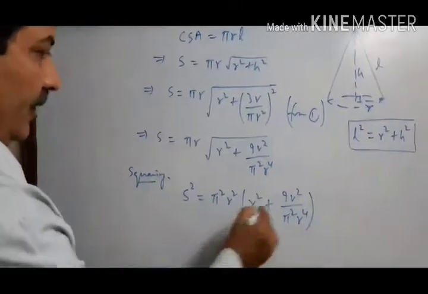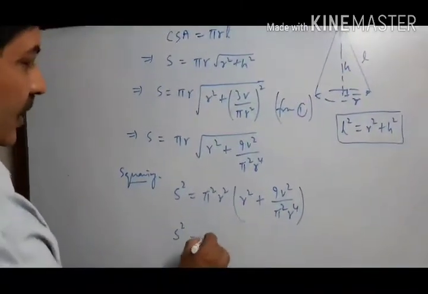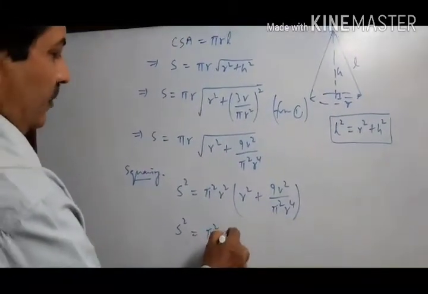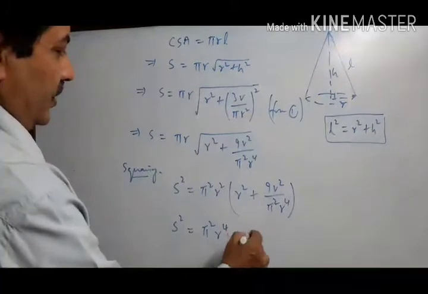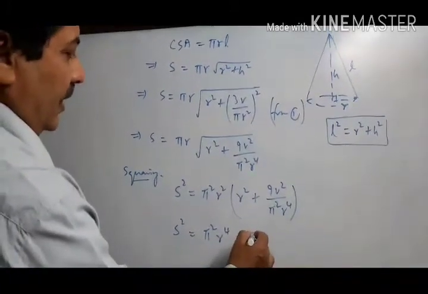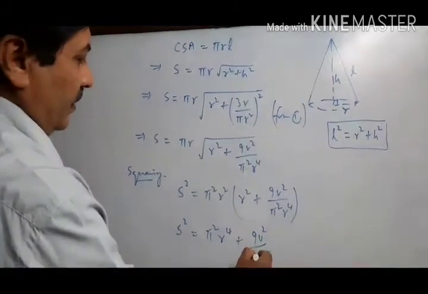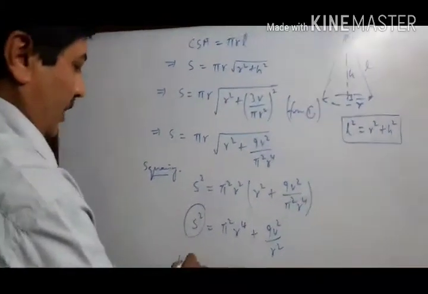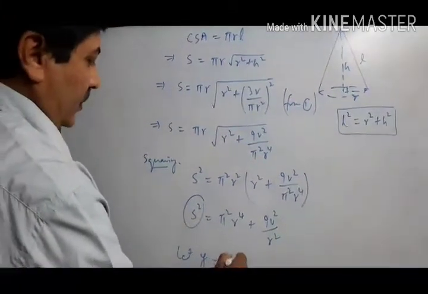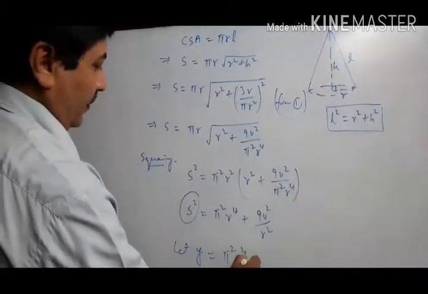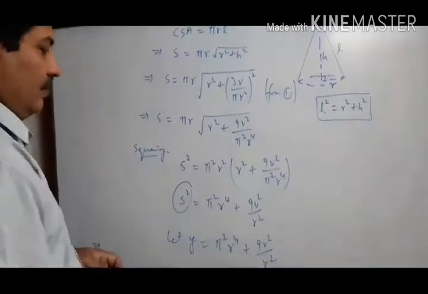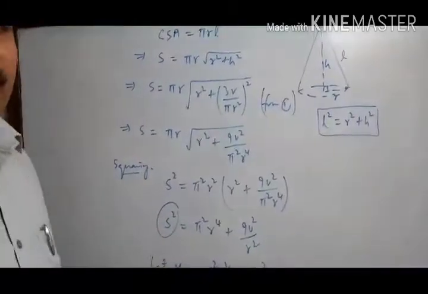Remove the root, this bracket. S square is equal to, multiply pi square r square with each term, pi square r4 plus 9V square by r square. This S square we are taking now as Y. Let Y equal pi square r4 plus 9V square by r square. This is our function. And now we'll apply the working rule for maxima and minima.